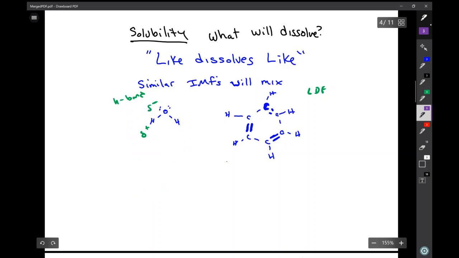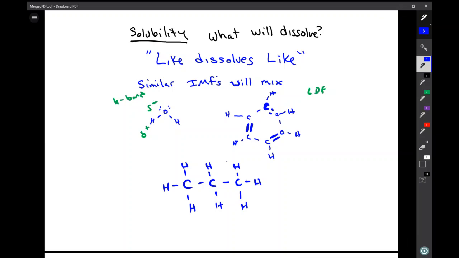Let's look at propane, CCC. This is propane. This is the propane gas you burn to cook your hamburgers and hot dogs. Alright, so what are the intermolecular forces here when I finish writing this? Alright, see a polarity there? Nope. None. So propane is also LDF.